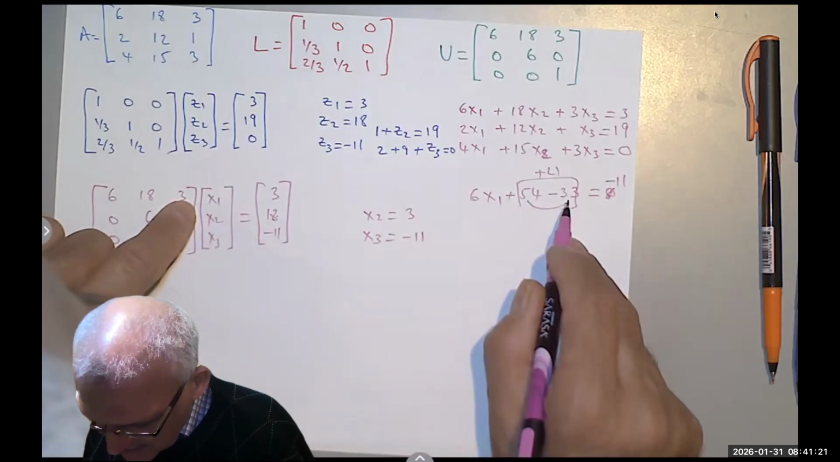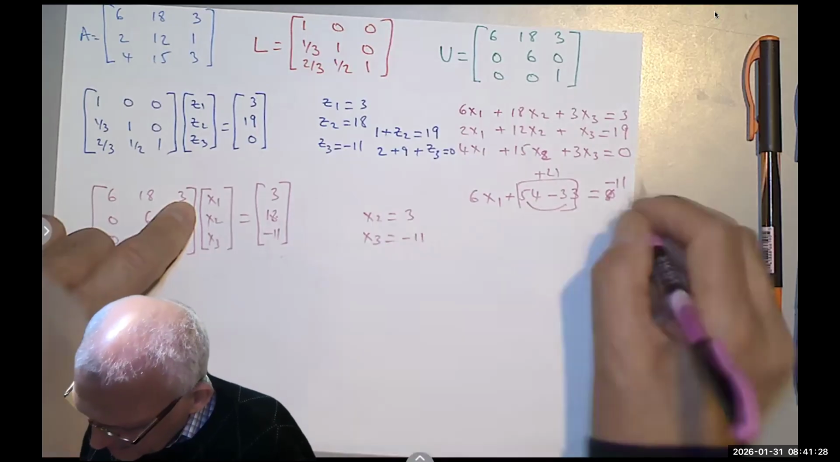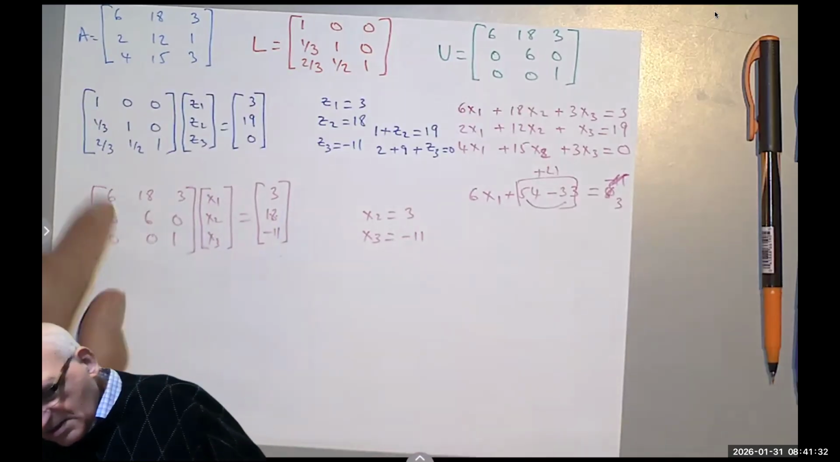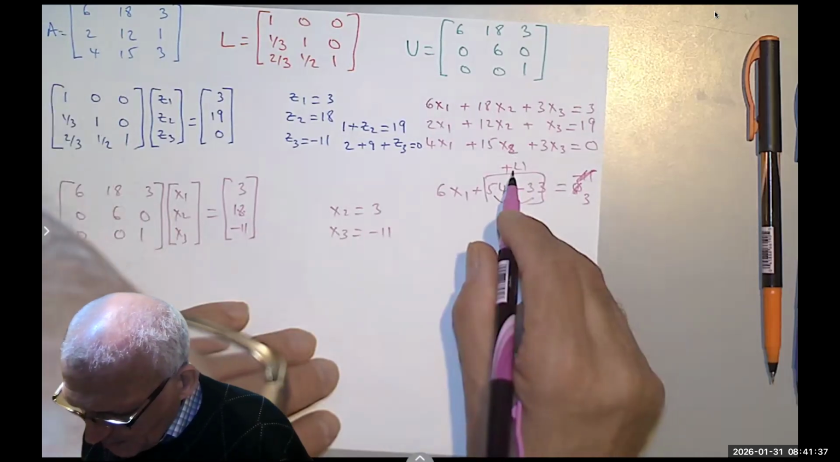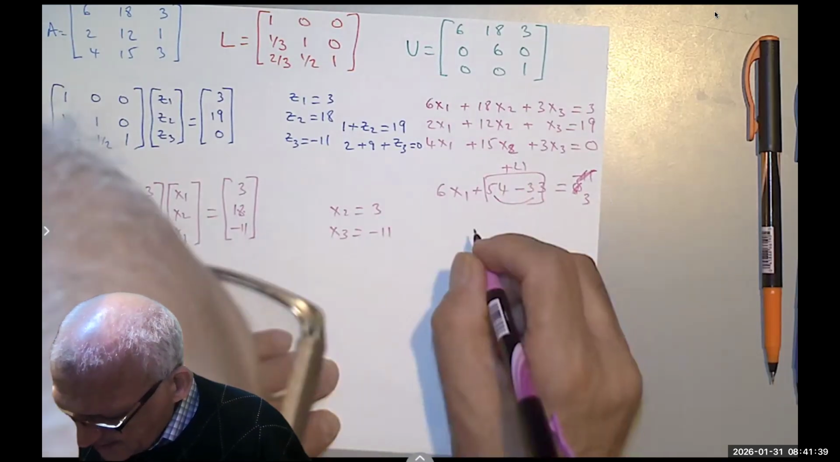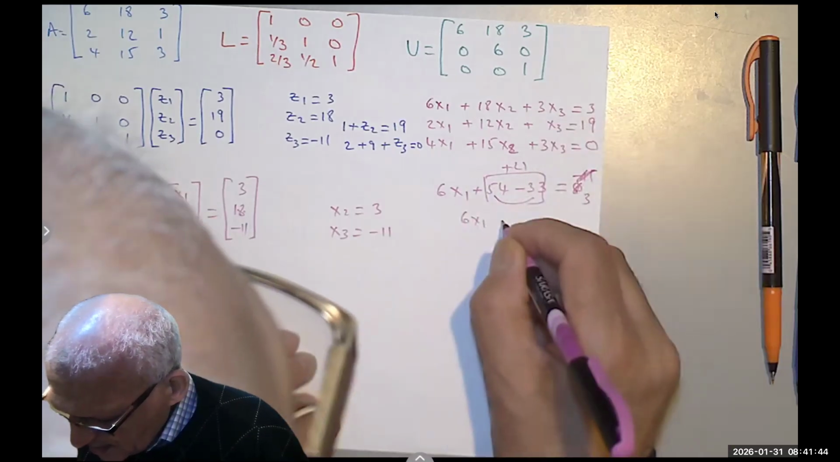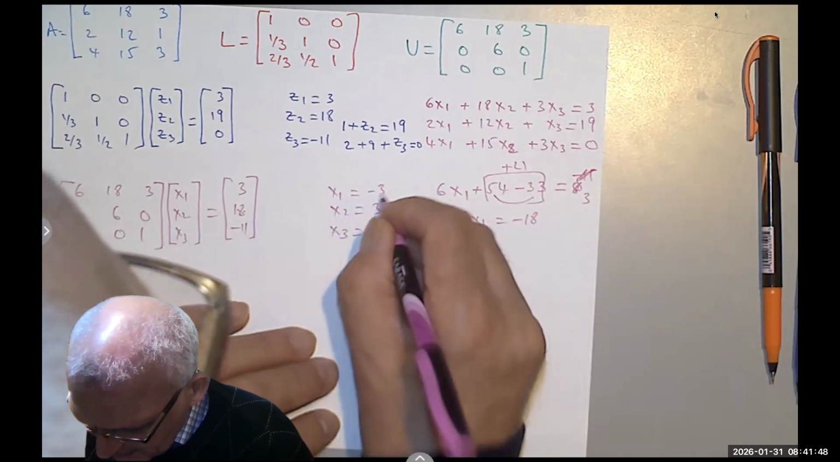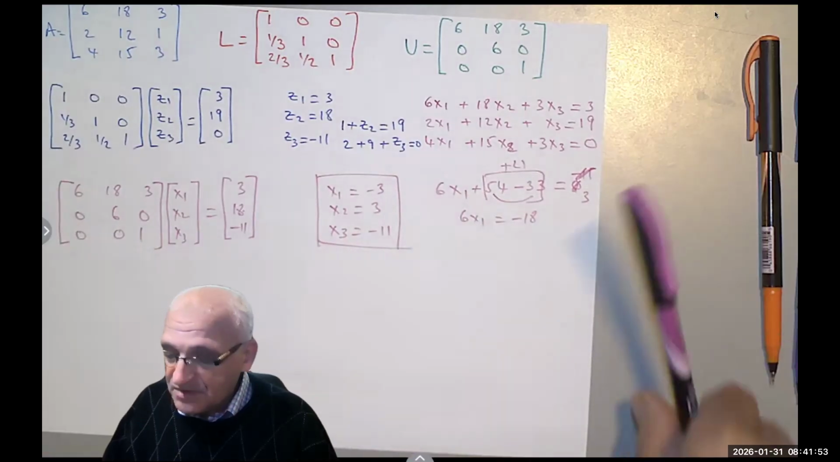Okay, so 6x1 plus 18 times 3 plus 3 times -11, which is -33, equals 3. It's the first equation, 6x1. Okay, so this is 21. When I move it to the right-hand side, they become negative. So meaning I subtract 21, I get 6x1 equals negative 18. So x1 is negative 3. So the answer is negative 3, positive 3, negative 11. I don't know what I was doing.